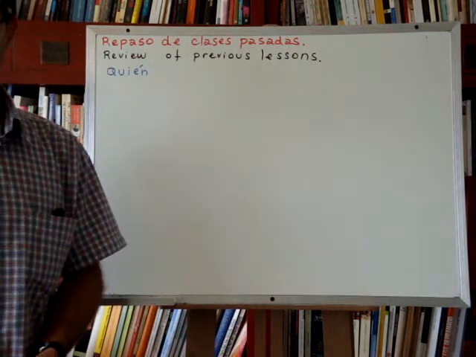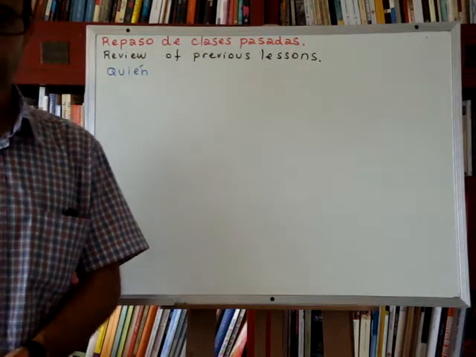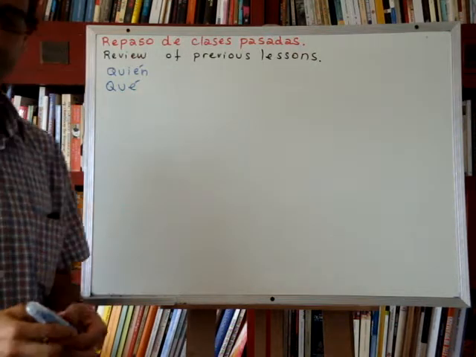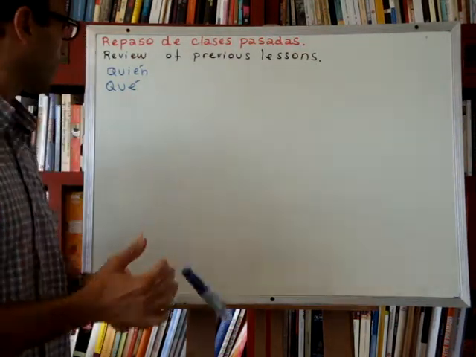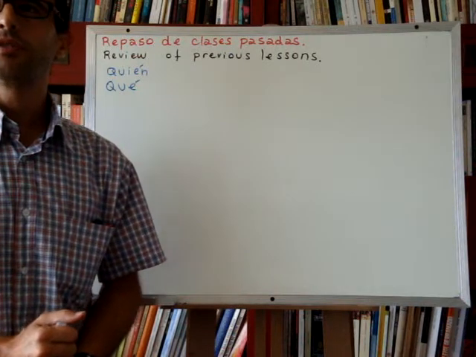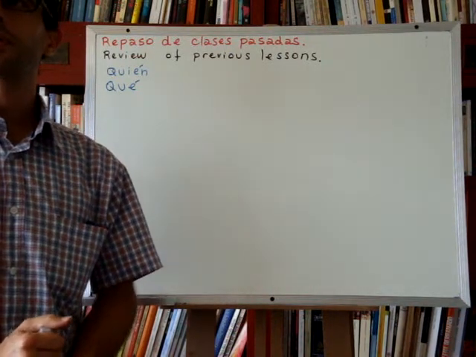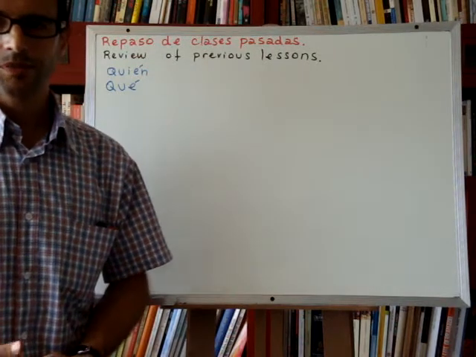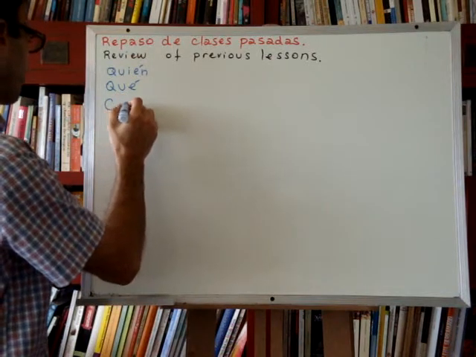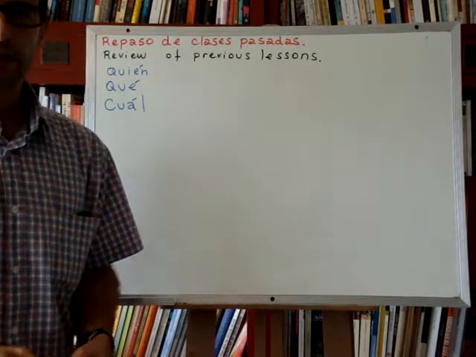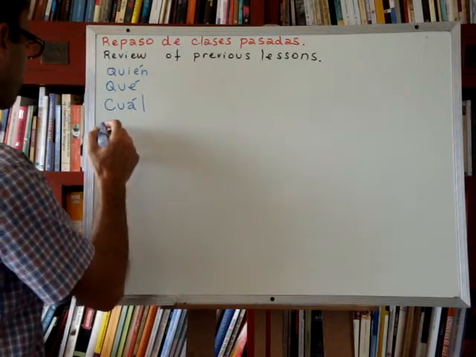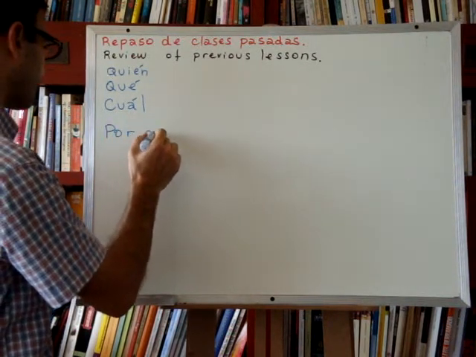Who, what is another one that begins with Q. What is qué? Qué, okay? The word for who, sorry, excuse me. Okay, who is here? ¿Quién? Which one else? Okay, with C now. Which is the word for which? The word for which is cuál. Cuál, okay? The word for why. Why is por qué. Por qué.